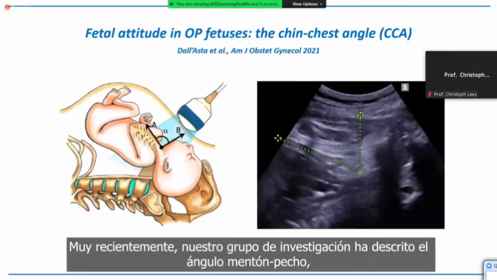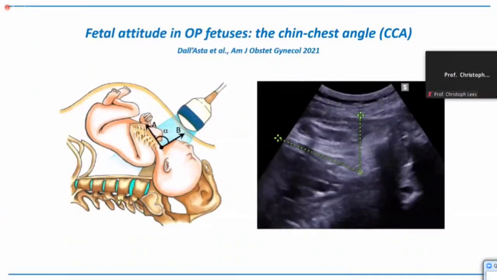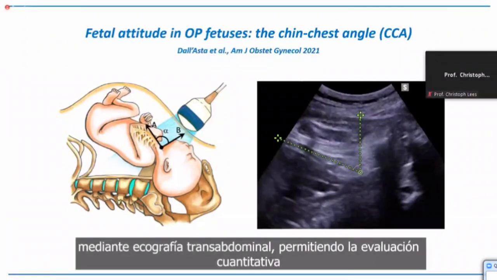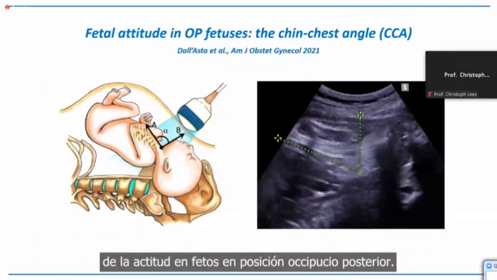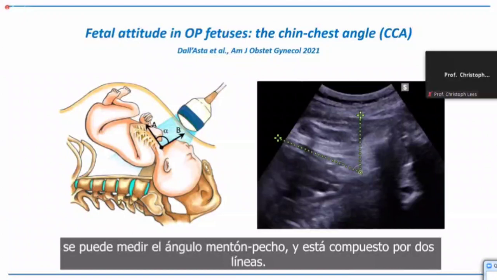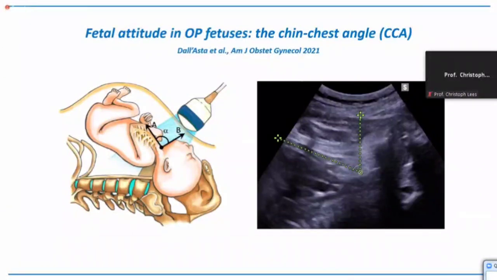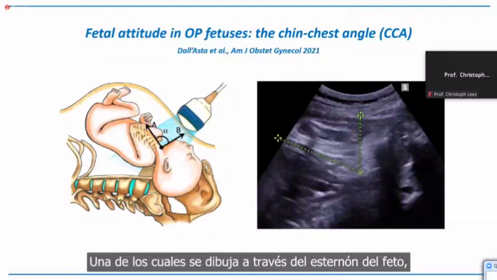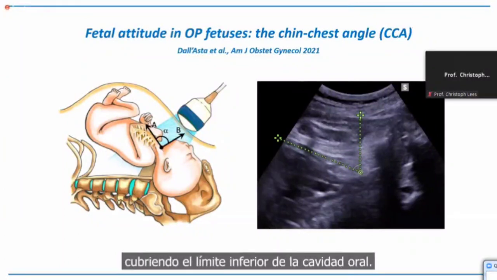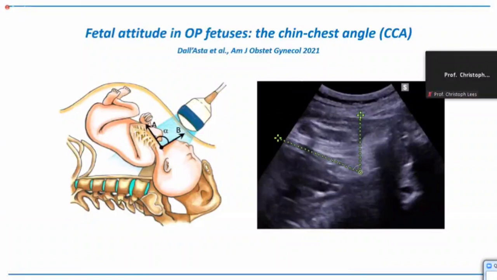Very recently, our research group has described the chin chest angle as a reliable and reproducible ultrasound parameter which can be measured by means of transabdominal ultrasound, enabling the quantitative assessment of the fetal attitude in fetuses in occiput posterior position. As you can see from this slide, the chin chest angle is comprised by two lines, one which is drawn through the fetal sternum and the second one which is drawn tangent to the skin covering the inferior boundary of the oral cavity.